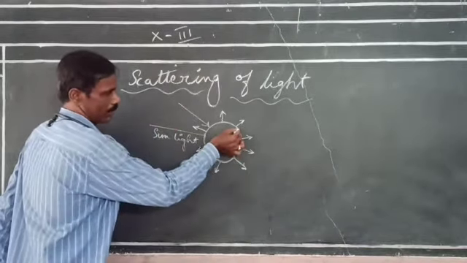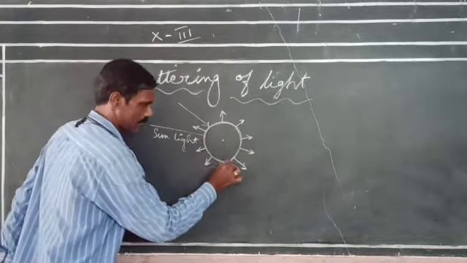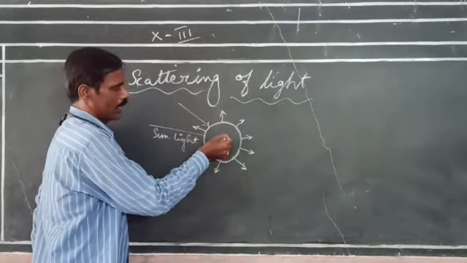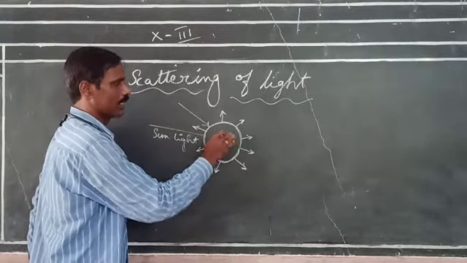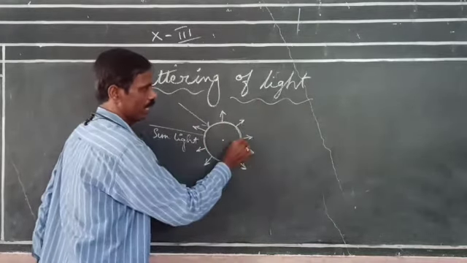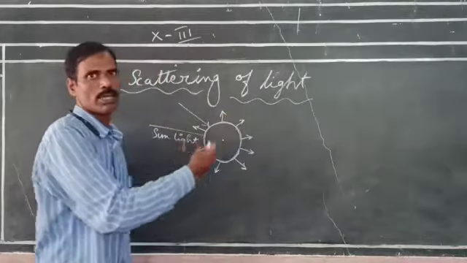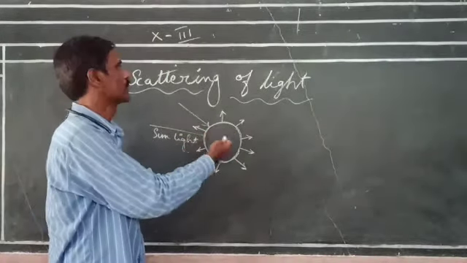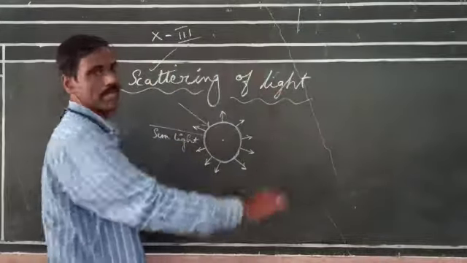So the molecules or atoms present in the atmosphere absorb the sunlight and some part of energy is again re-emitted into the atmosphere. This phenomenon of re-emittance of light by the atmospheric molecules is nothing but scattering of light.